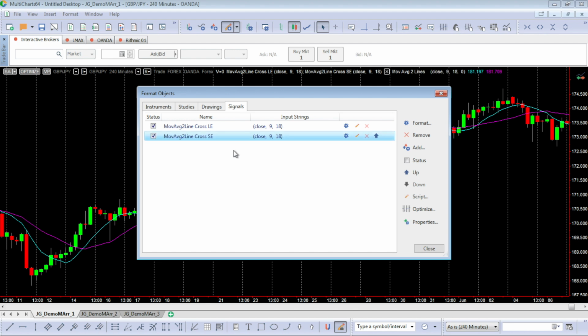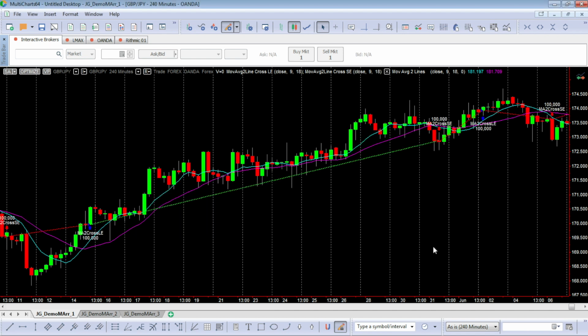And these are actually the built-in trades from MultiCharts. Later, I've modified the code so that we can include the stop loss and the profit target. But for now, let's just have a look at the basic rules. Here you can see the trades on the chart. Look at this trade here.